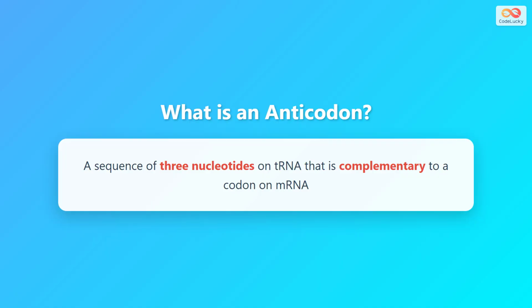An anticodon is a sequence of 3 nucleotides found on transfer RNA, or tRNA molecules. These 3 nucleotides are complementary to a codon on messenger RNA, or mRNA. The anticodon acts like a molecular key that fits into a specific lock, which is the codon on the mRNA strand. This complementary pairing ensures that the right amino acid is added to the growing protein chain.